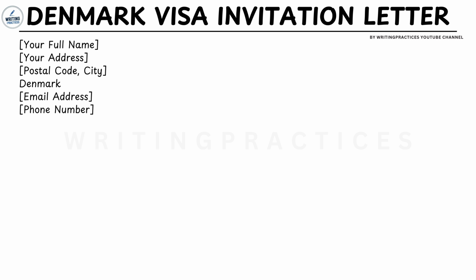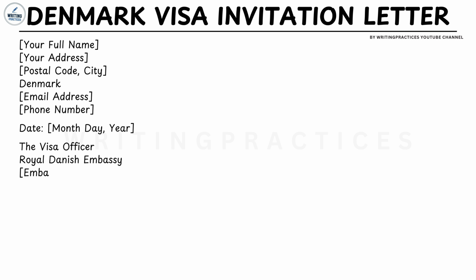Double-check for accuracy, as even a small mistake in this section can lead to delays in processing the visa application. Date. Below your contact details, include the date on which you are writing the letter. Use a standard date format, such as March 6, 2025. The date is essential because it provides a timeline for the embassy and ensures the letter is valid for the application.